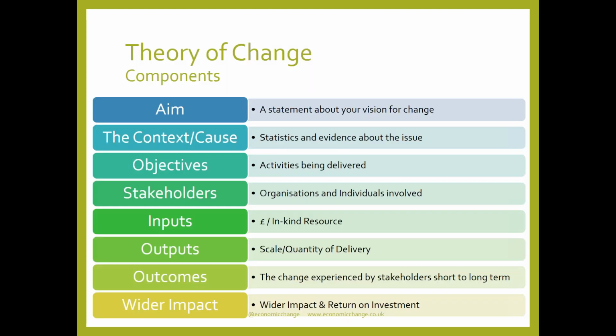In terms of breaking down the different components of a theory of change, obviously you have an aim, which is a statement about your vision, which is great, probably less related to the Salesforce build, but it should be in there. I think it's interesting to have the context and cause. So what are the statistics and evidence about the issue that you're tracking? Because maybe within your system you could have benchmarks to see how you're performing against national and local averages, and that would be a particular area to look at, so your team can see their performance more widely.